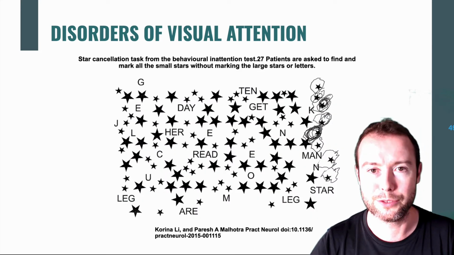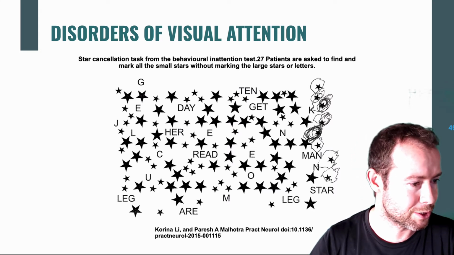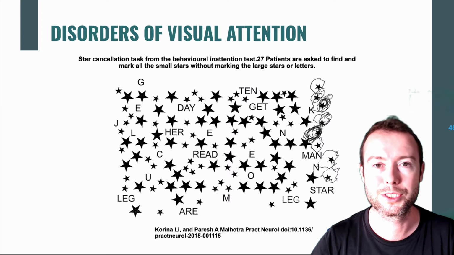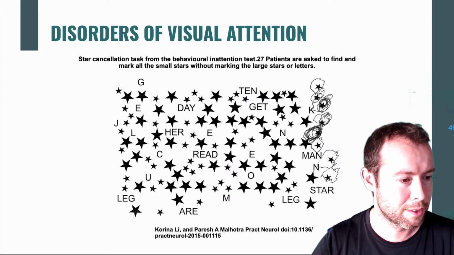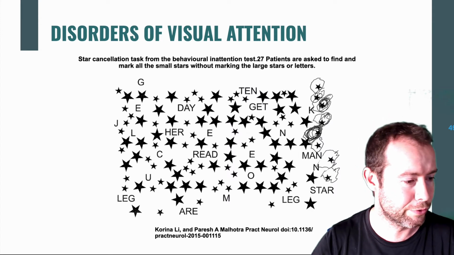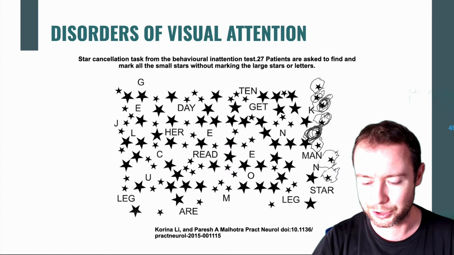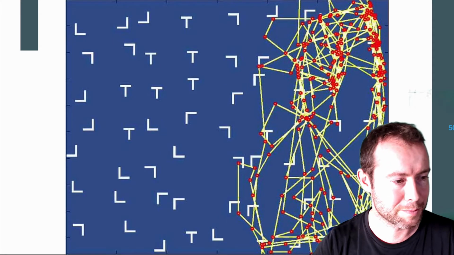Another task that you might use is a cancellation task. You would ask a patient to cross out or circle all of the stars, and in a severe case they've only indicated the ones on the far right-hand side. They're just not able to draw their attention towards the left side of the visual space.